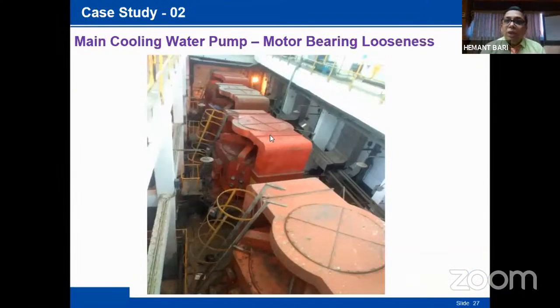Now, main cooling water pump, motor bearing looseness. These are the biggest pumps of our plant, slow speed pumps. Okay, a 16 pole motor, as against a 2 pole motor at 3000 rpm. This is a 297 rpm 16 pole motor, a specialized motor.